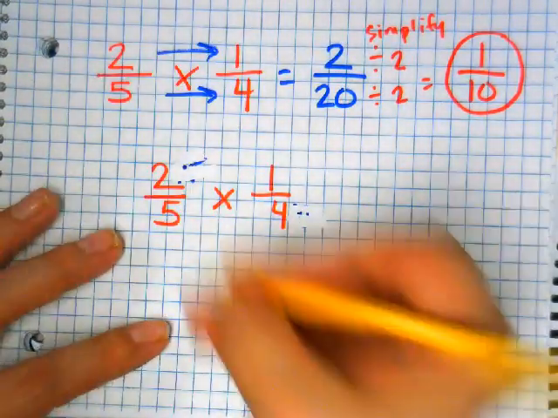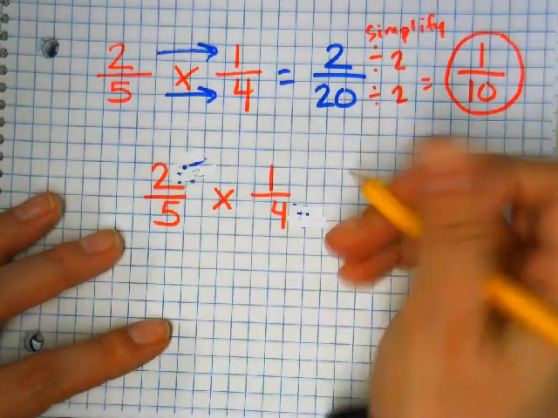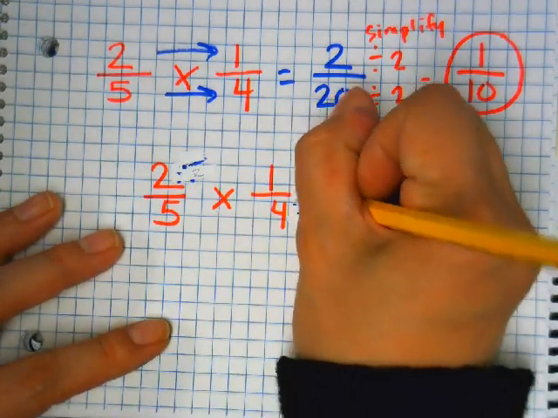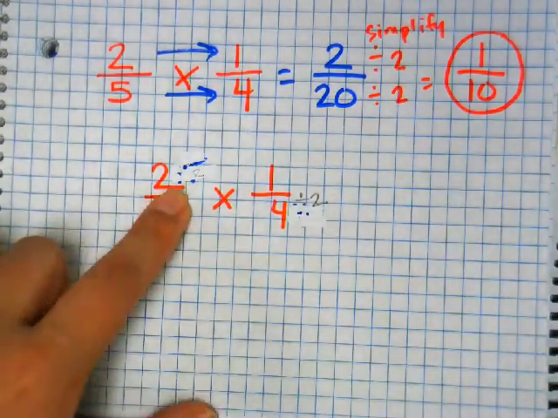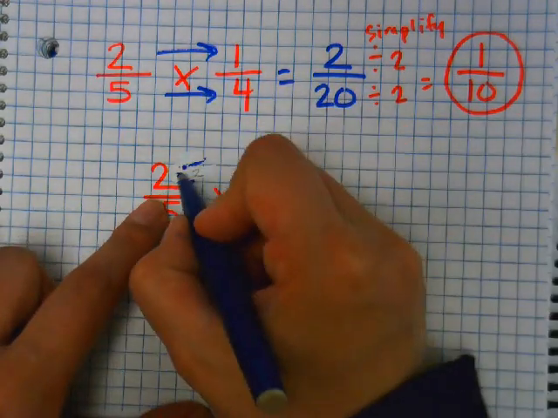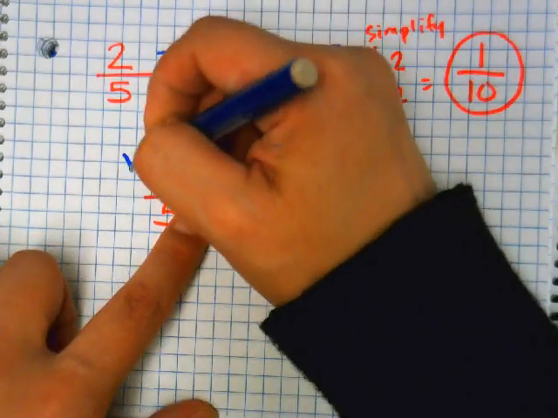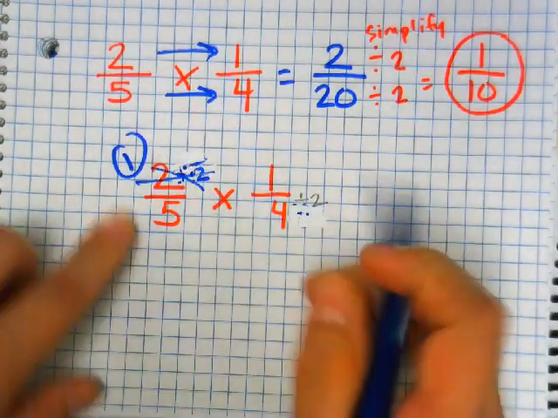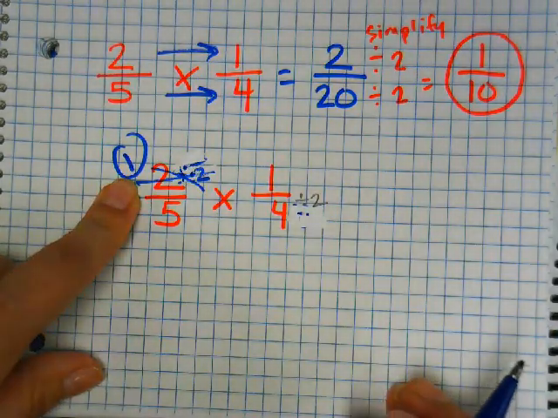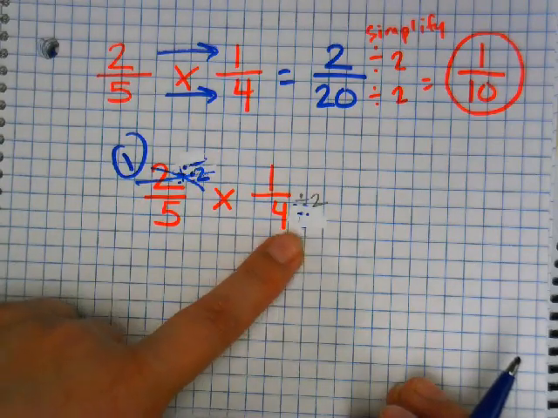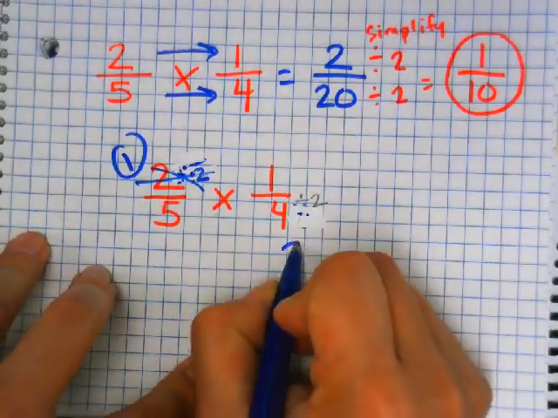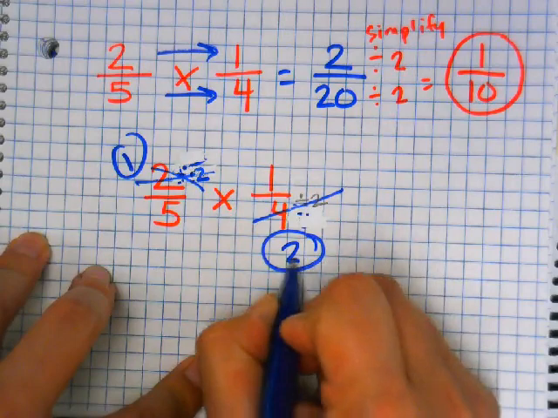So I'm going to divide this by 2, divide this by 2. Okay. What is 2 divided by 2? 1. So I no longer have this. I now have a 1. Crossed it out, no longer need it. Here, what's 4 divided by 2? 2. Cross this out. Now I'm left with the number 2.